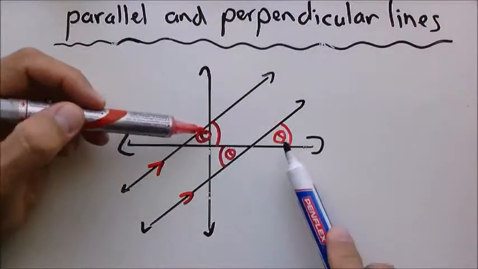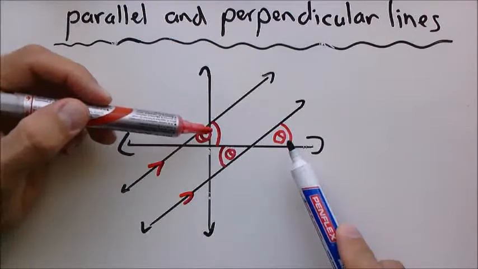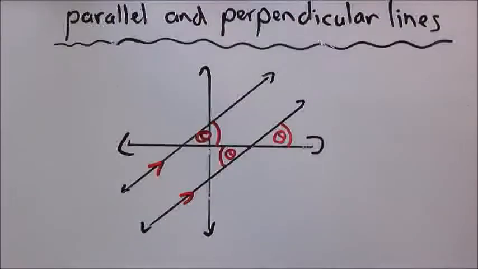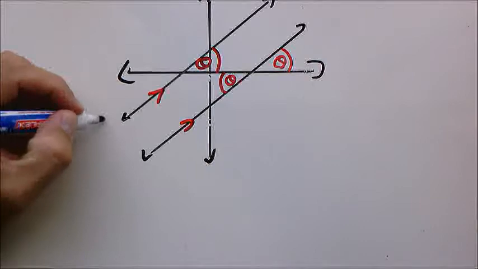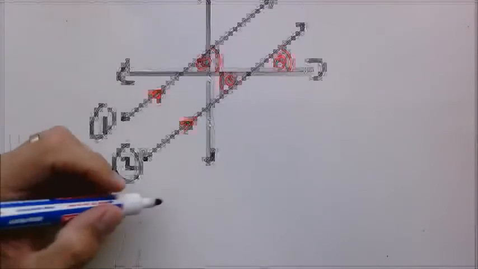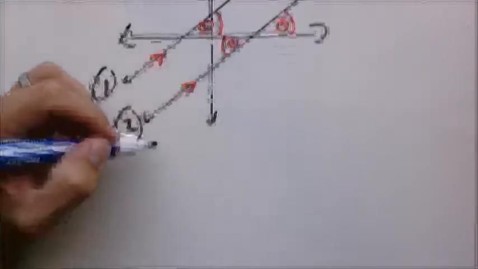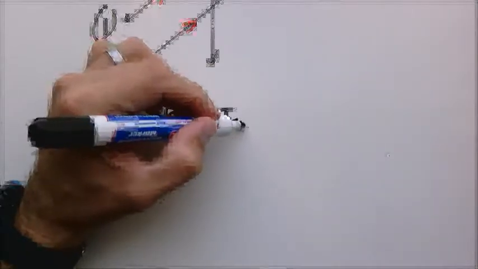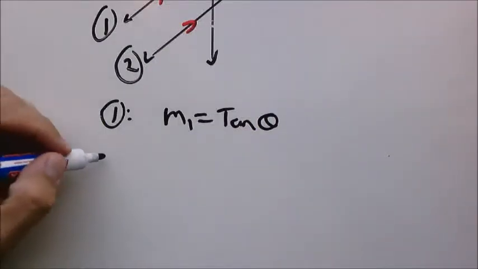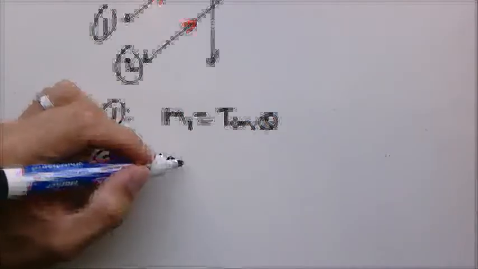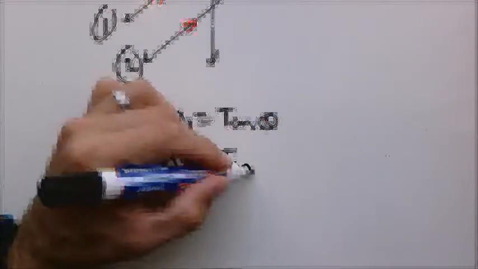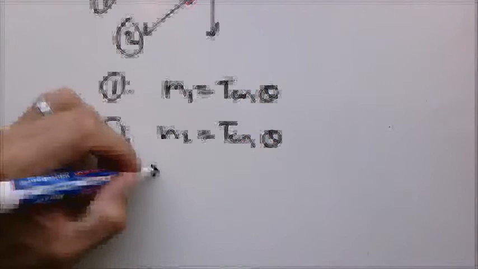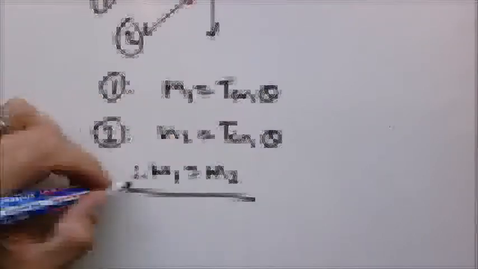So you can see that we have two angles. The inclination angles of these two lines are both equal to theta. They are equal to each other. So this is line 1, that is line 2. So for line number 1, m1 is equal to tan theta, but for line number 2, m2 is also equal to tan theta. If that is the case, therefore m1 equals m2.